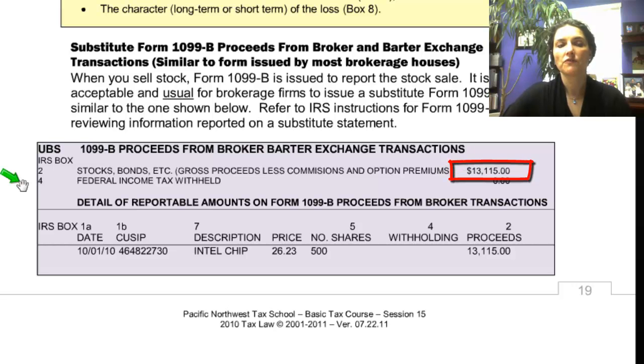Then the number that would show for federal withholding in Box 4, well, that's 0. Then we have IRS Box 1A, 1B, 7, which is the description, price, the number of shares, 5 for withholding, and proceeds from the sale. And it usually will line these up, many sales one on top of the other. And here you can see the date that the stock was sold, the CUSIP number, the description, the price at which the stock was sold, the number of shares sold, and the proceeds from the sale.